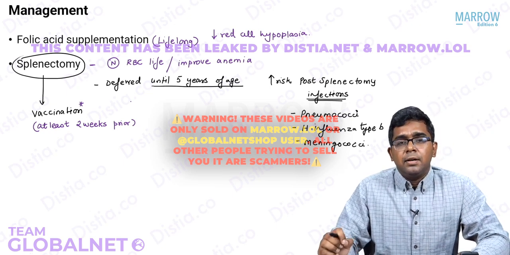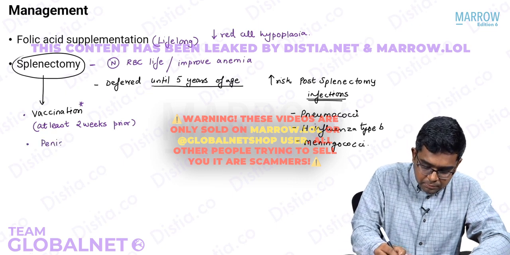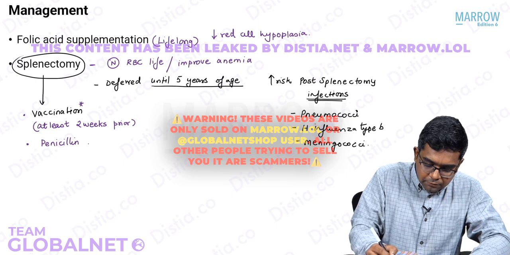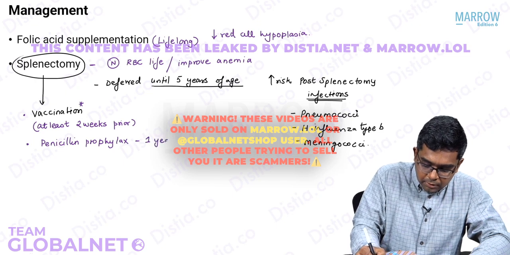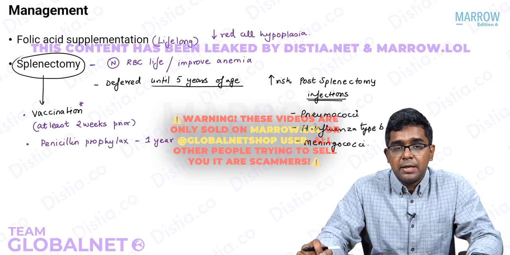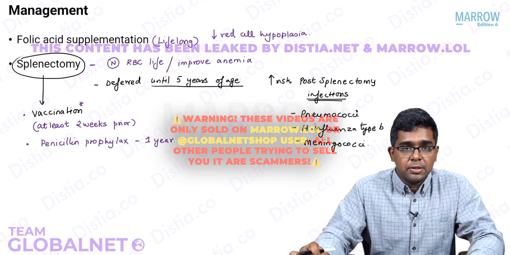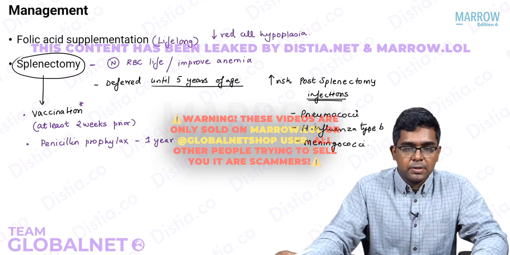One more point to be noted is after splenectomy, these patients should receive penicillin prophylaxis as well in order to protect from these infections. And penicillin prophylaxis should be continued for 1 year after splenectomy. These are the guidelines and important points regarding splenectomy in hereditary spherocytosis. That is about the features and management of hereditary spherocytosis.